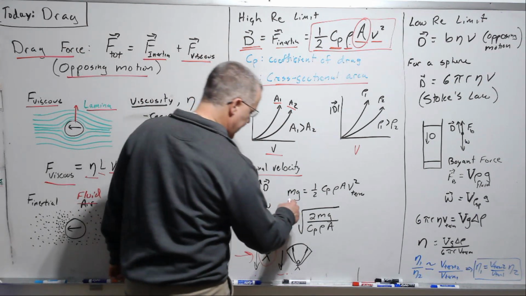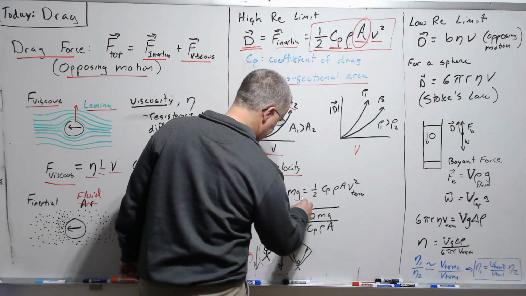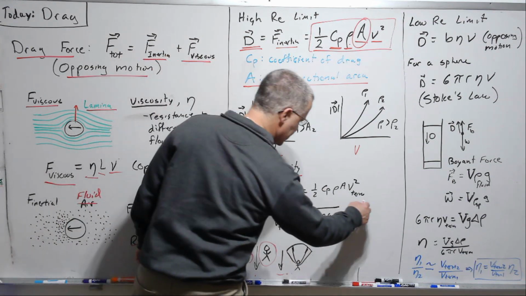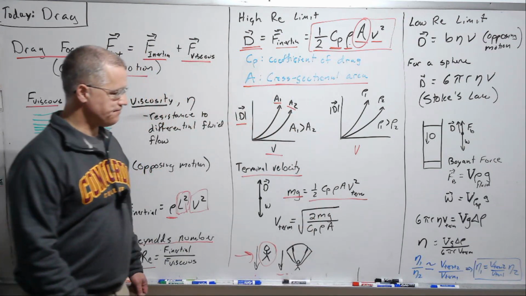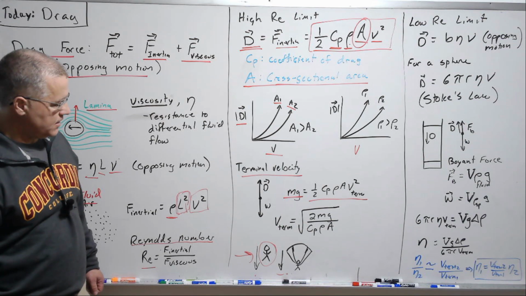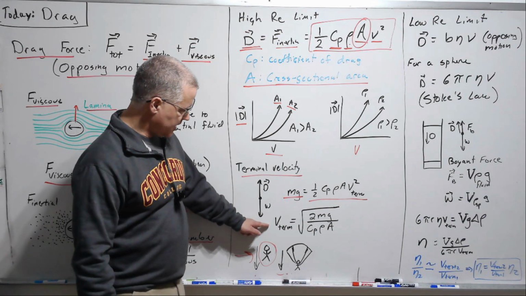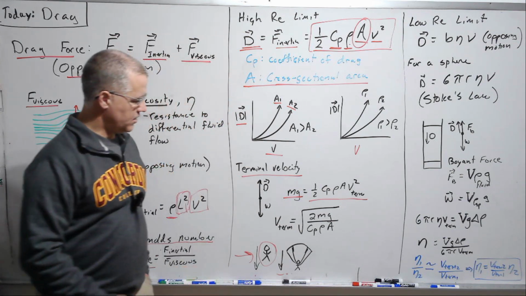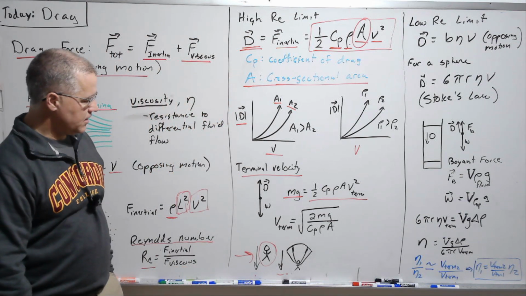So we can find terminal velocity very simply by equating the magnitude of the weight vector with the magnitude of the drag vector, and then solving for the terminal velocity. That's just some algebra, rearranging some terms.